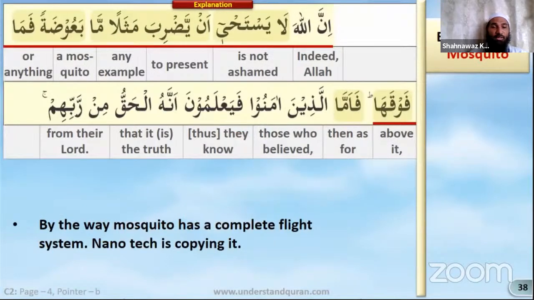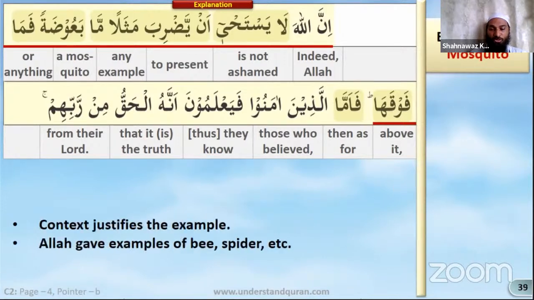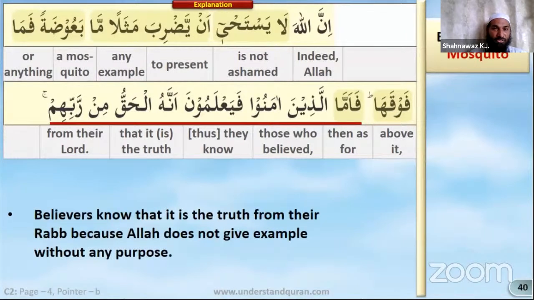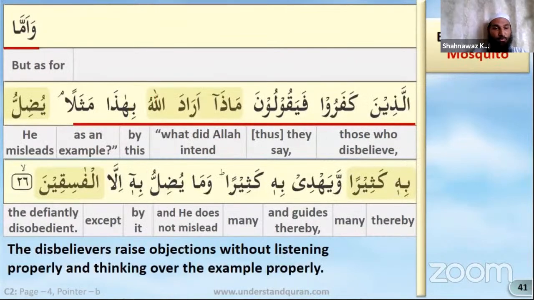So by the way, the mosquito has a complete flight system. Nanotech is copying it, and I'll give you examples of how the scientific world today is taking examples from the mosquito. Inshallah, very interesting. So I'll take you to that once we are done with the basic presentation. So believers know that it is the truth from their Rabb, because Allah does not give examples without any purpose. So the mosquito has a huge example in it. We'll see that once we take that part, inshallah, that will be more clear to us.